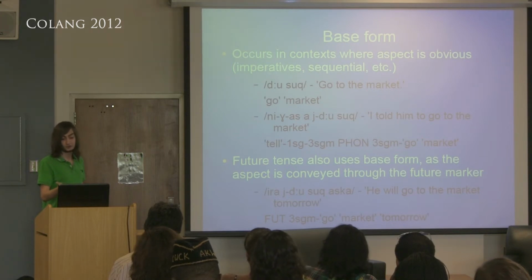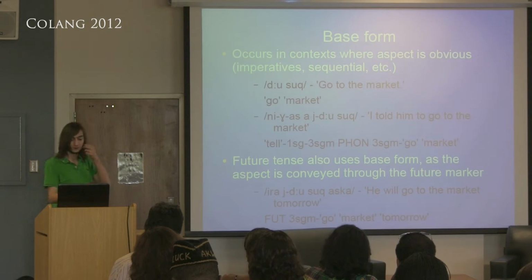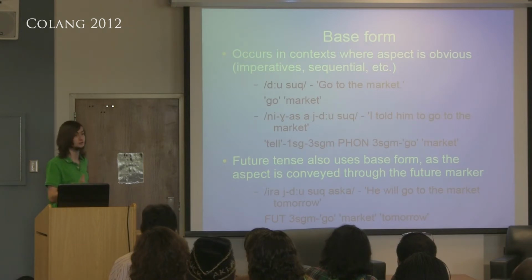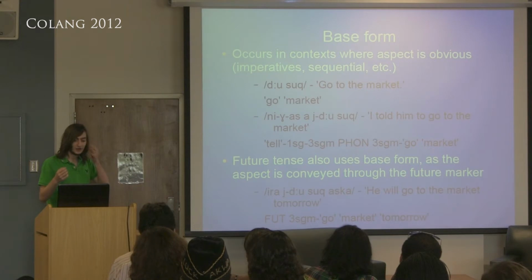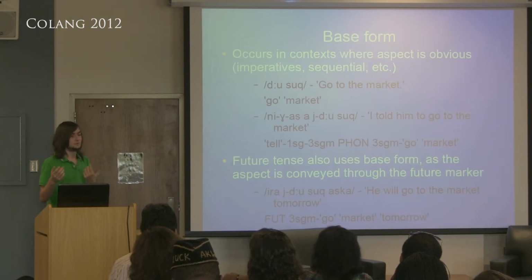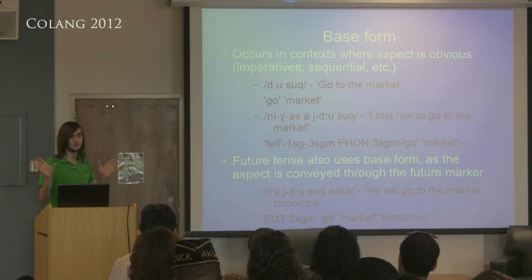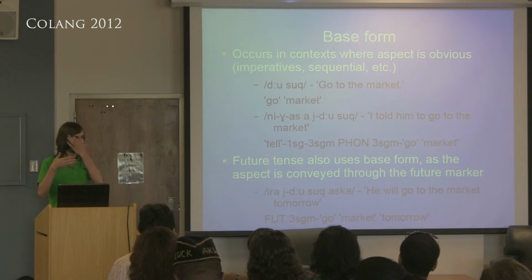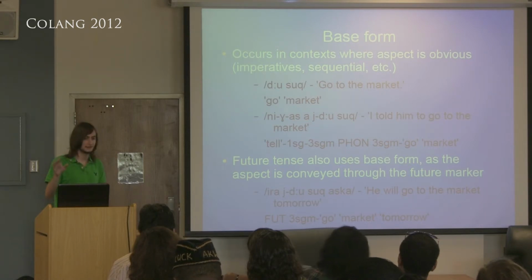The base form is also used in verbs in future tense constructions. So like, ire dussuk aska, he will go to the market tomorrow. That's the base form of go. Du is used there again, which seems to imply that at least the future marker seems to be some sort of auxiliary verb-ish thing that conveys some sort of verbal quality on its own and negates the need for an aspect marker. That's something I want to analyze a little bit more, but I didn't really have the time to look at that.